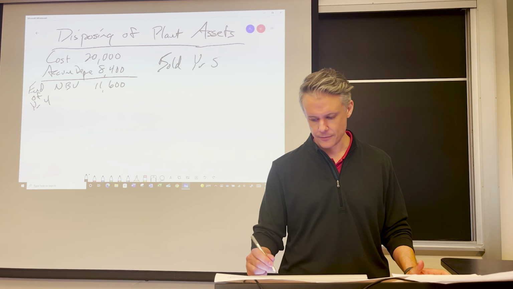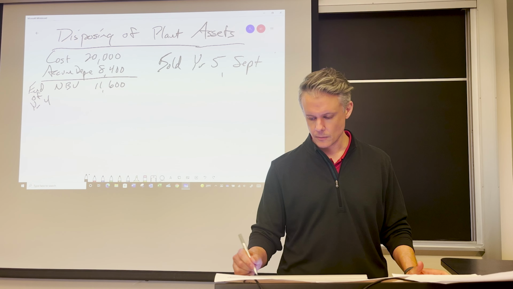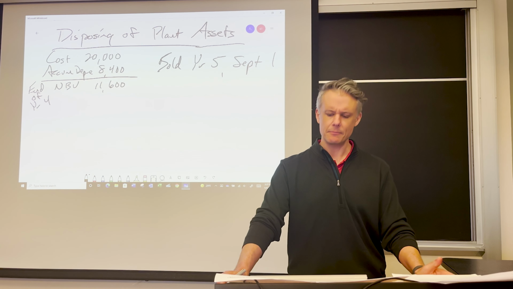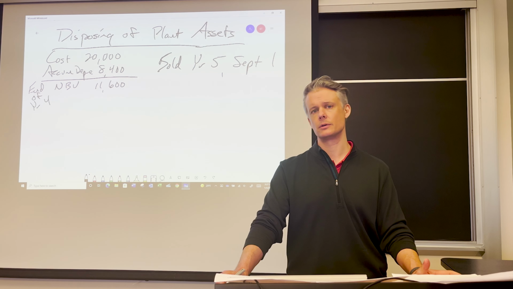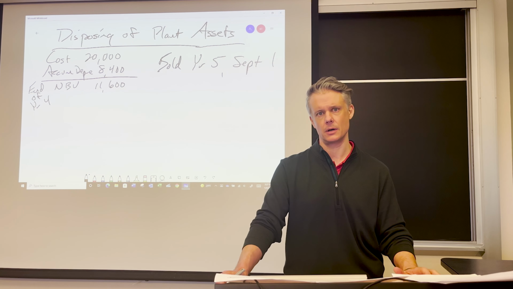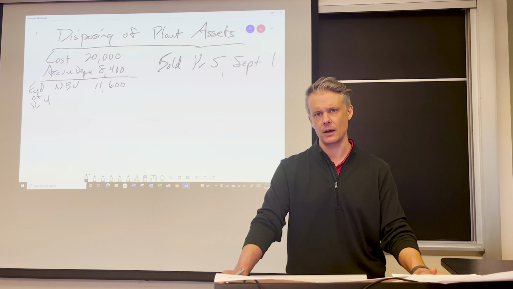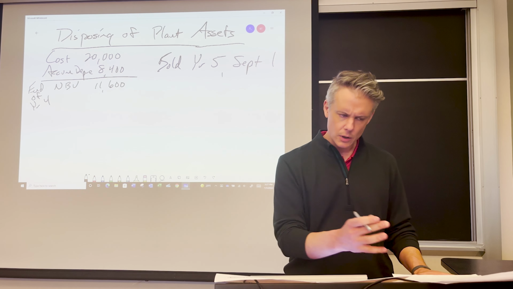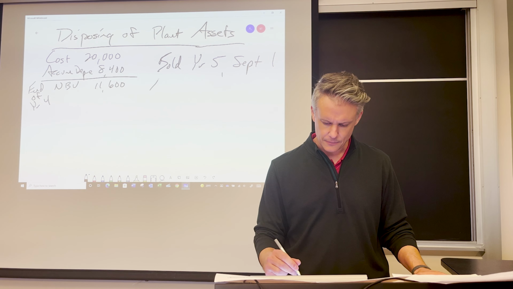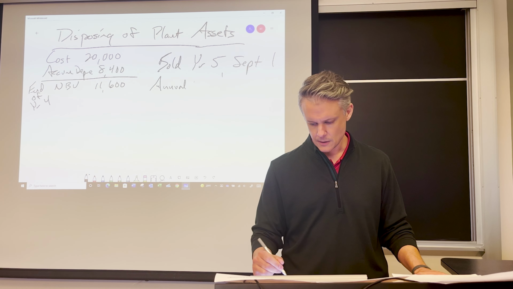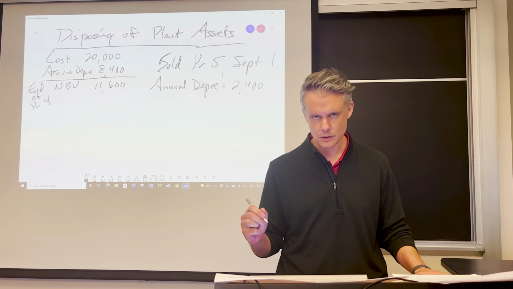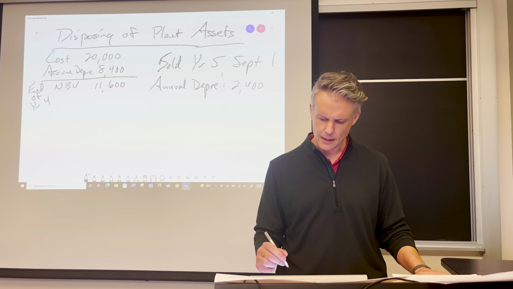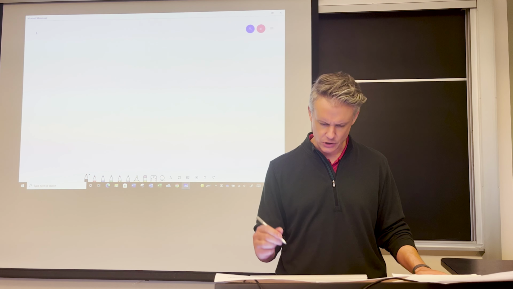So we made this sale, we sold this piece of equipment in year 5 on September 1st. That means we've used this piece of equipment for 8 months during year 5, and therefore we need to record depreciation related to those 8 months before we record the sale of the equipment. So the problem tells us that annual depreciation is $2,400. So if I want to think about this, what is 8 months worth of depreciation?